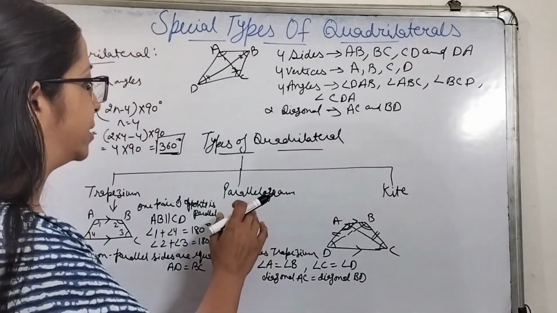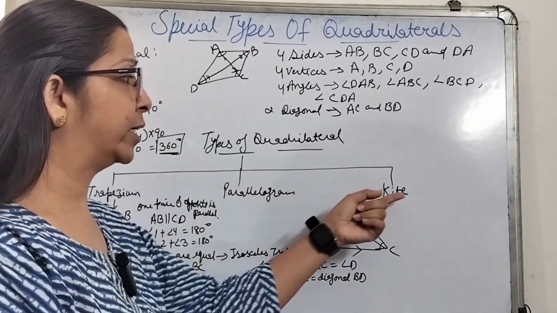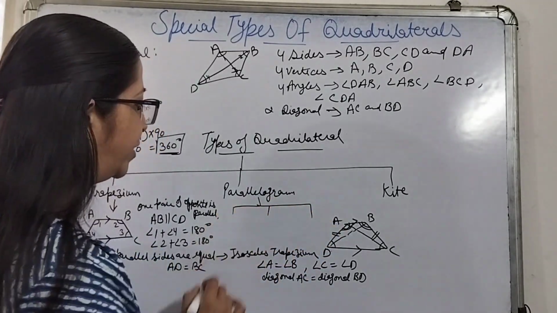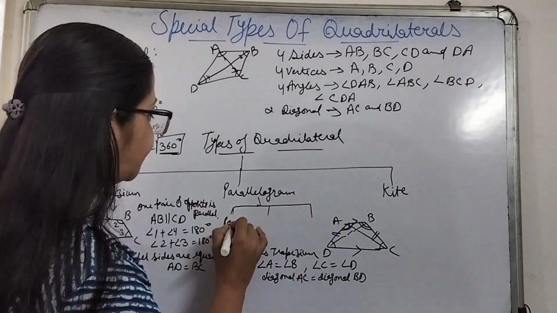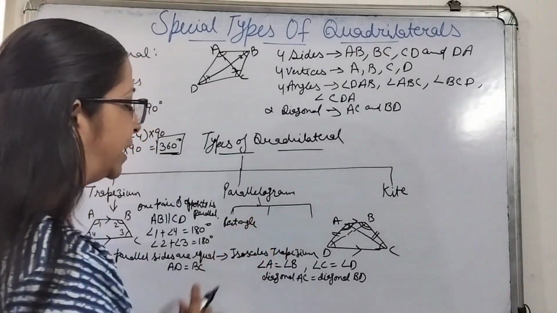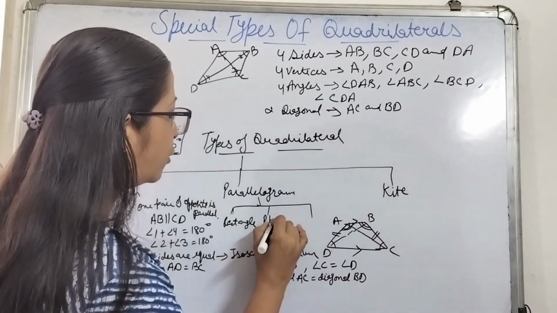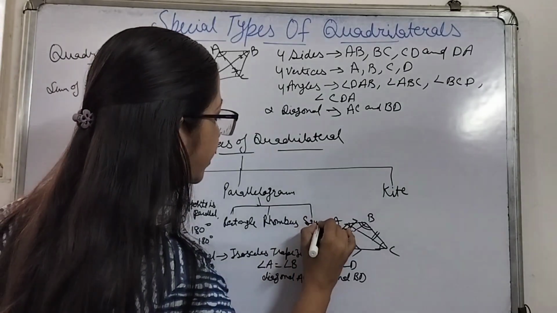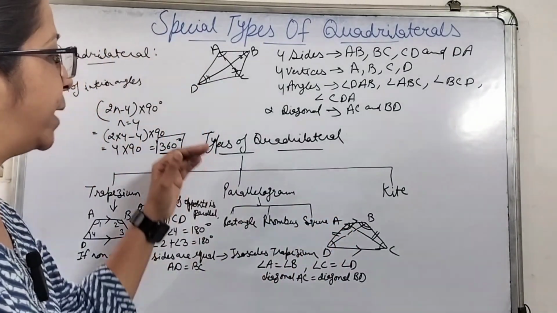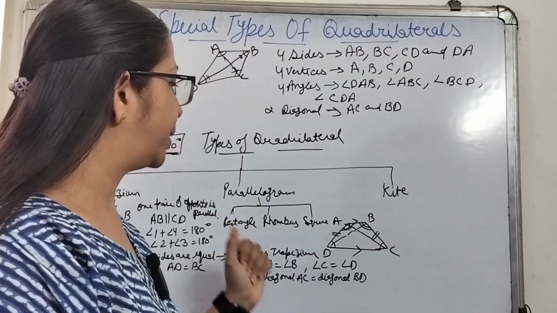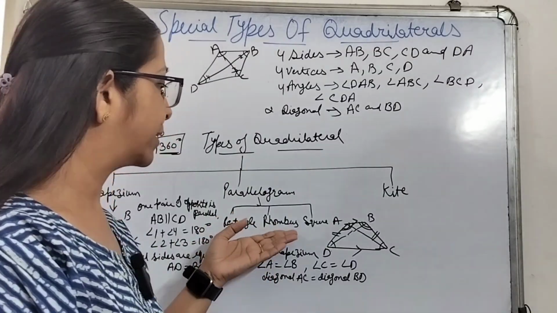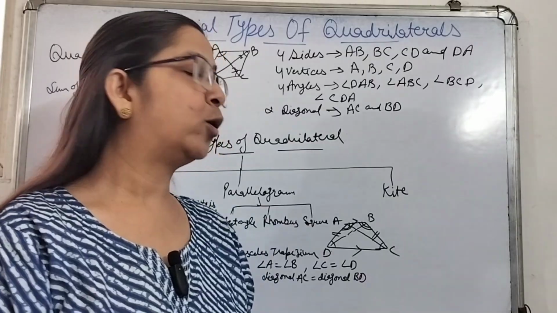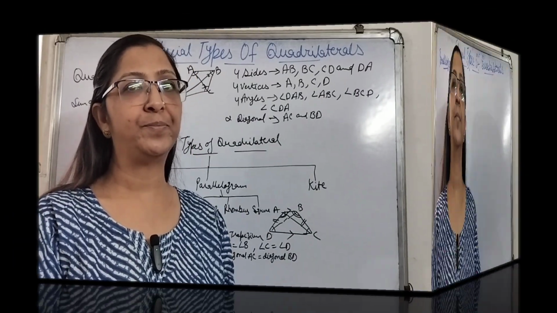Now we will see what parallelograms are and what a kite is. There are three types of parallelograms that we will learn in this video. One is the rectangle, which is a special type of parallelogram. Along with that, the rhombus is also a parallelogram, and the square is also a type of parallelogram. So what a parallelogram is, what all the properties of a parallelogram, rectangle, rhombus and square are, and what the property of a kite is, all of that we will be learning in this video.